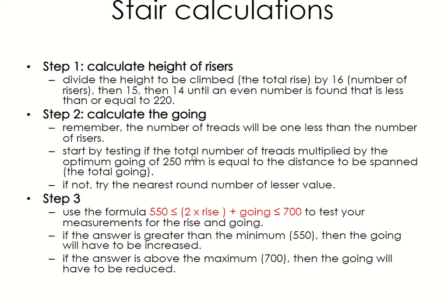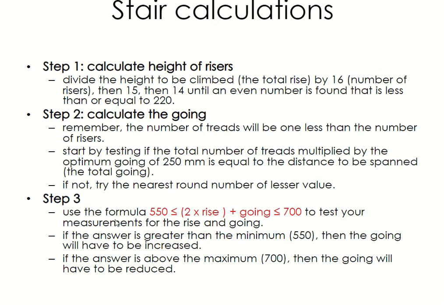Start by testing if the total number of threads multiplied by the optimum going of 250 is equal to the distance to be spanned. So that's just the total going. The distance to be spanned is from the point the stair starts to the point it ends. If not, you need to try the nearest round number. A bit of heavy going here, so hopefully whenever we do the stairs calculations it'll make a lot more sense.